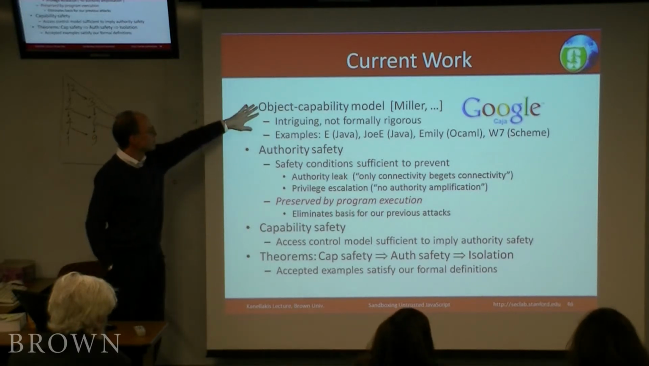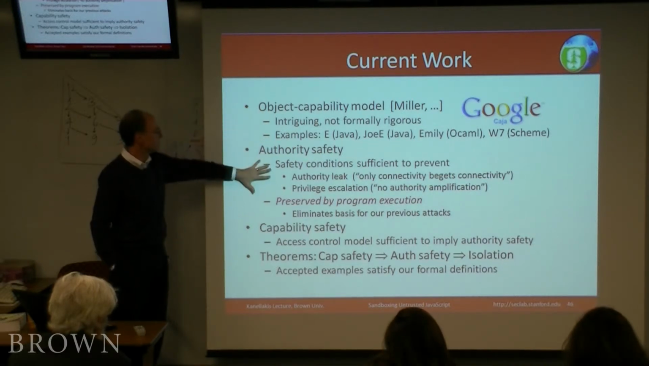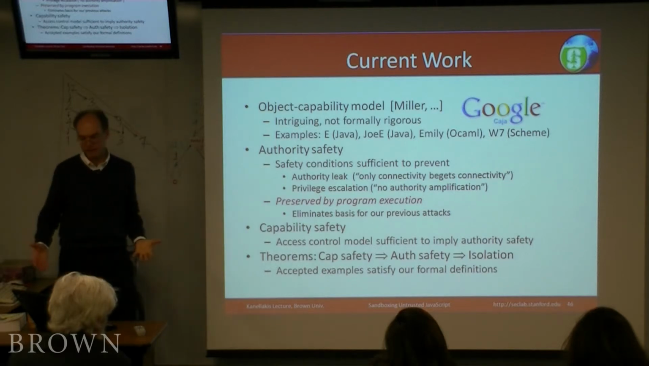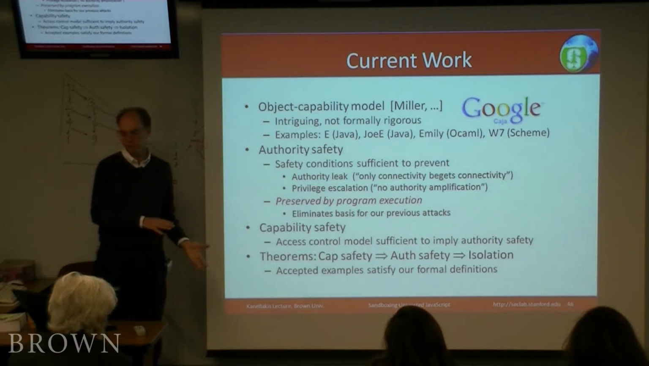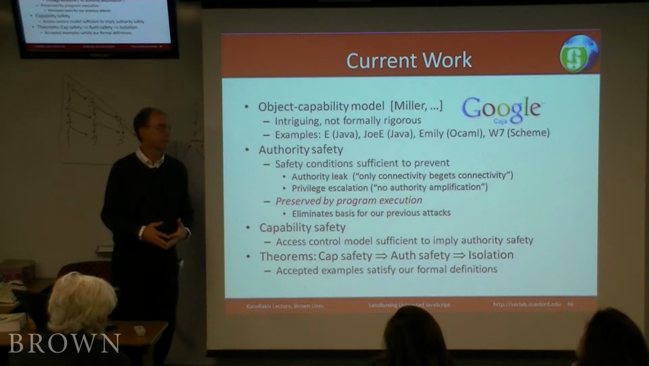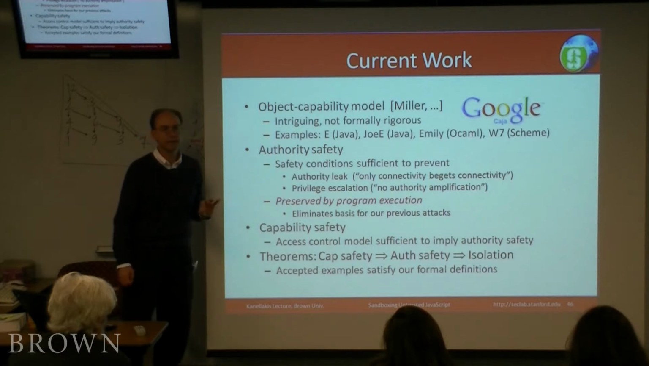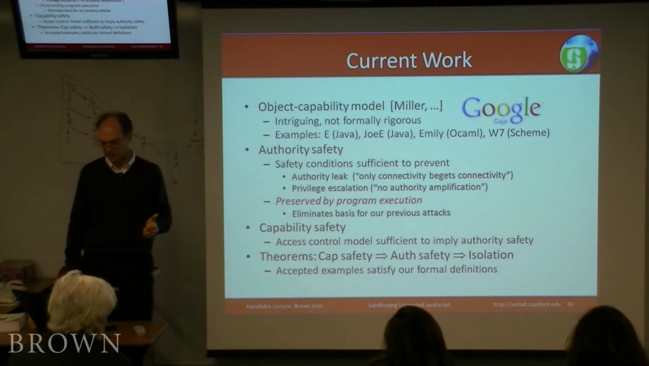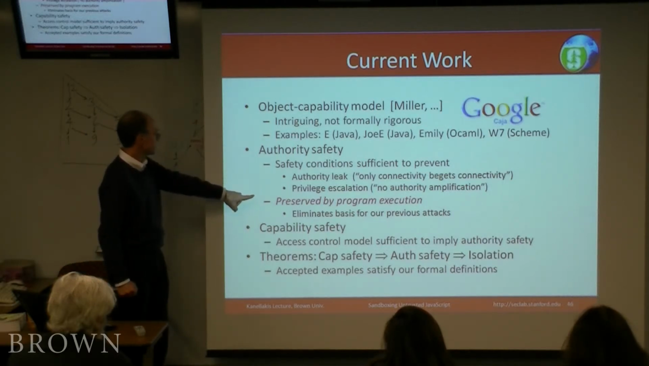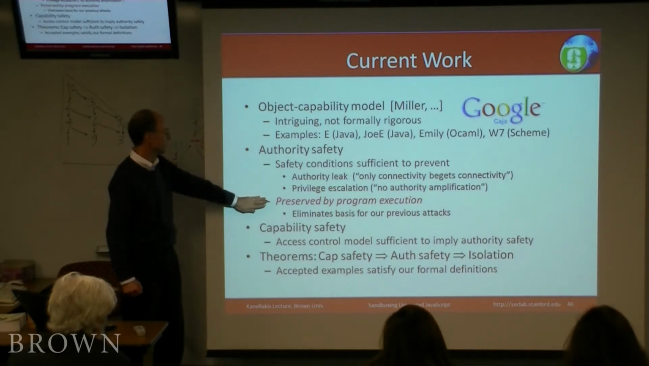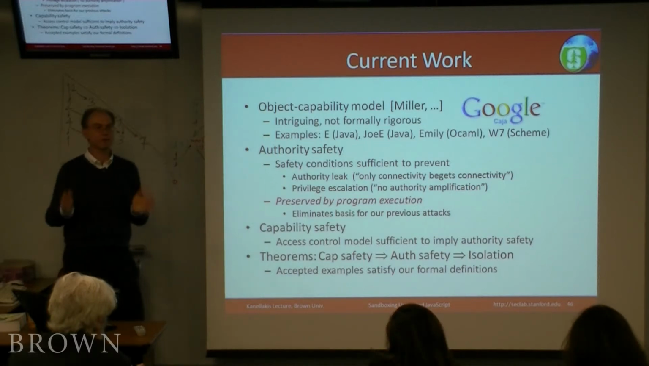In trying to work through the object capability literature and formalize things and prove stuff, we came across a slightly more general concept that we call authority safety, which are some safety conditions sufficient to prove isolation properties. And then we look at the capability model as a way of achieving authority safety in different programming language contexts. The main idea here is that our notion of authority safety is a semantic notion, a notion that's preserved by program execution. And that's what makes this concept useful.